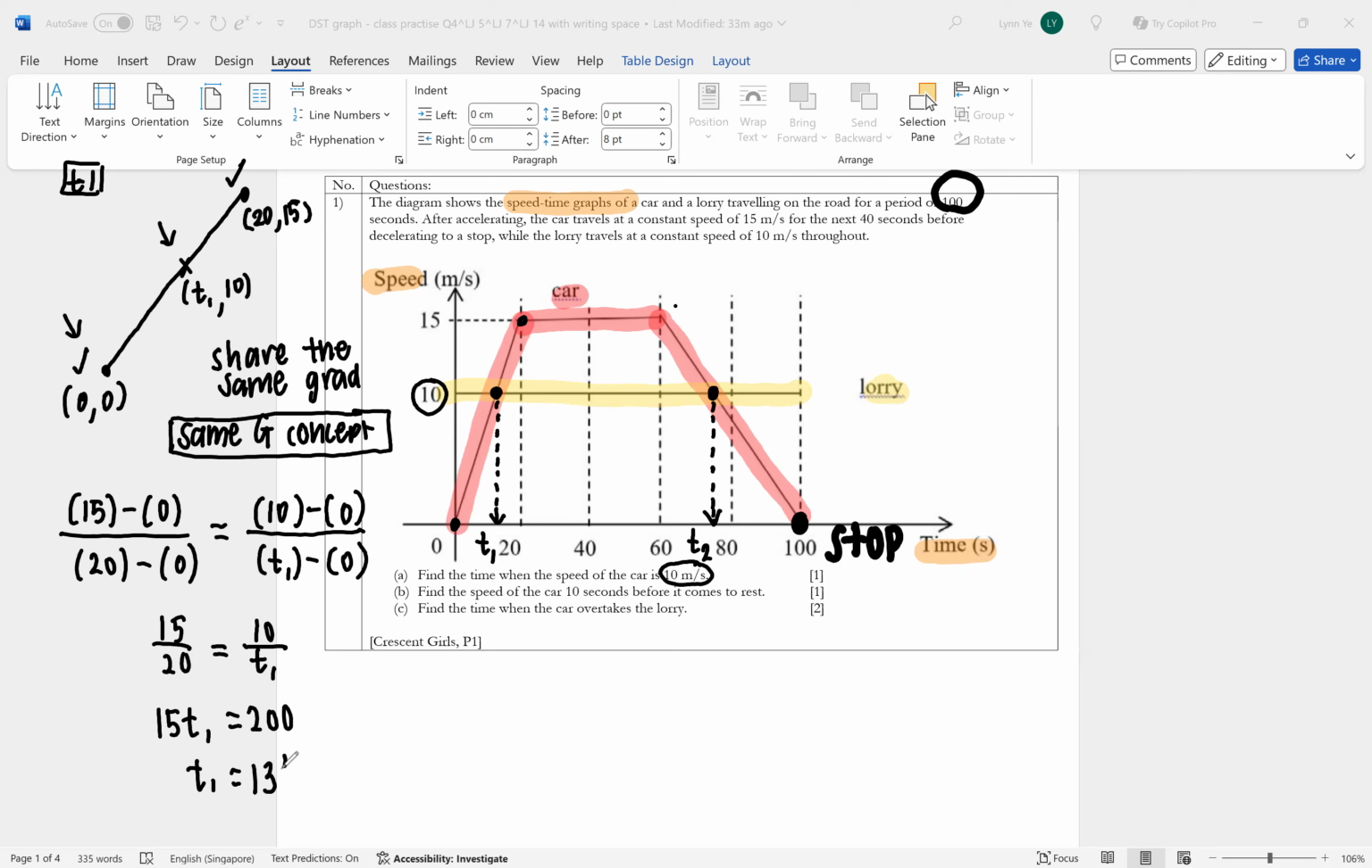13 1/3 what? What's the unit? You can just say 13 1/3. 13 1/3 what? Second. So right now, this is the T1. We also have a space. I want to write the other side. We also have a T2, right? And T2, what should you do before I start solving? What do you notice? That's what I did.